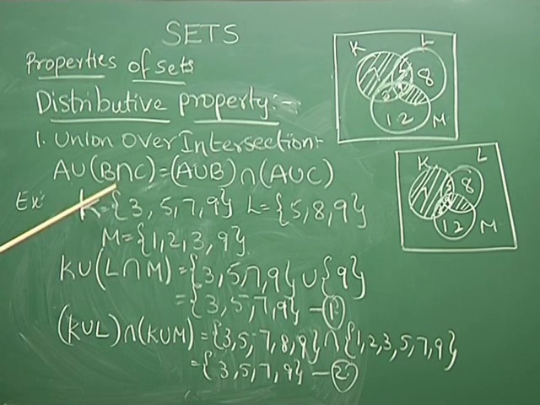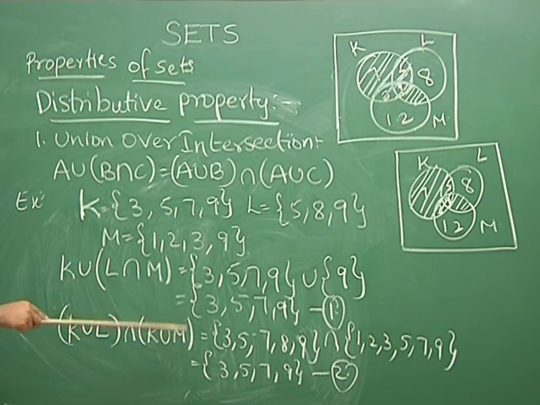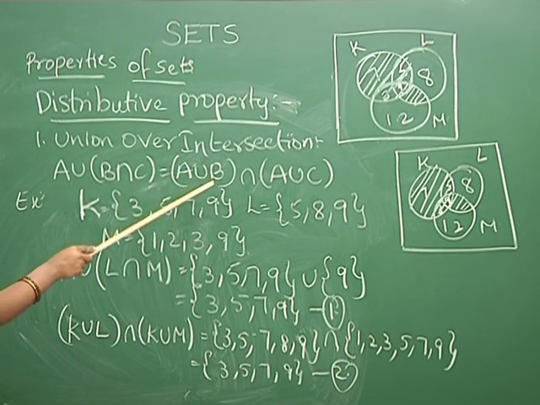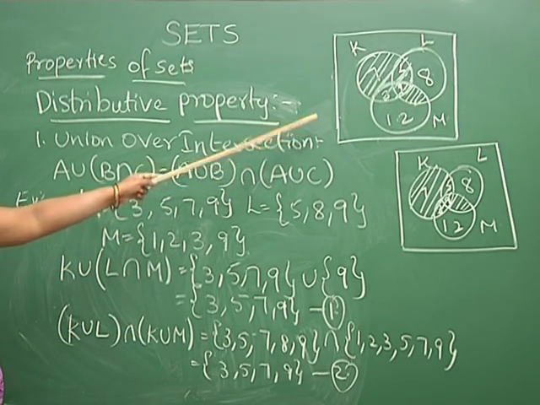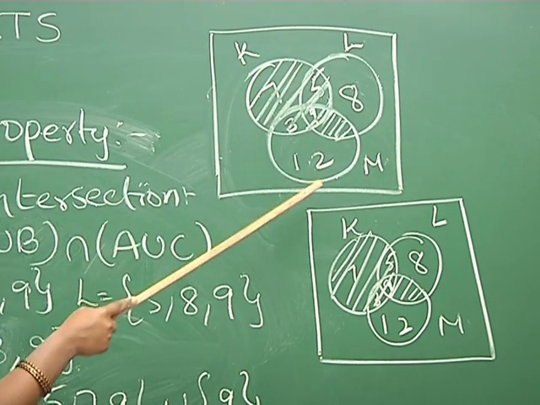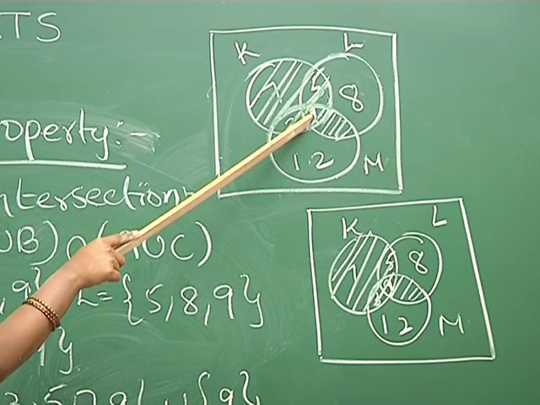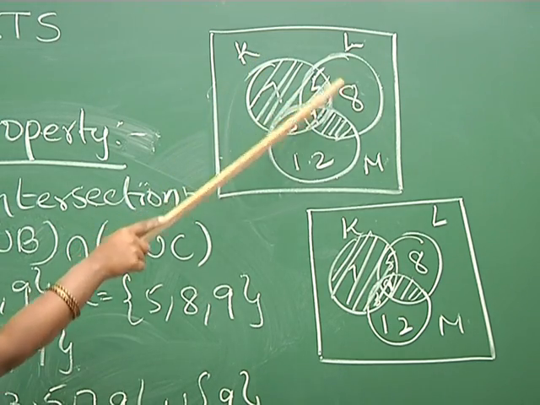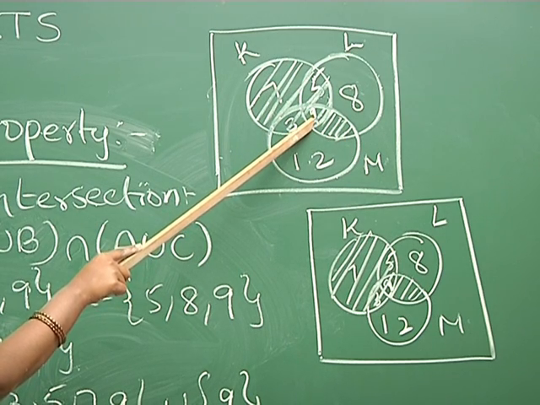Let us now compare the first equation and the second equation. Since both are equal, the union over intersection property is verified through calculation. Now let us see the Venn diagram. Since it is the distributive property, we use 3 sets K, L, M. These are the 3 circles and this is the intersection part of all the 3 circles. In K, L, M sets, 9 is the common element, so we need to enter 9 here.